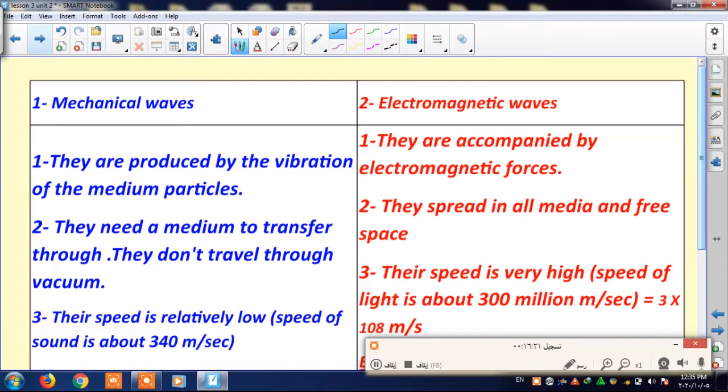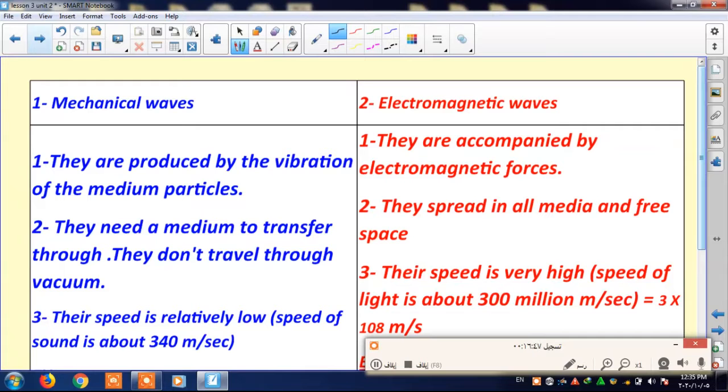Mechanical wave is the wave that is produced by the vibration of the object or vibration of the medium particles. Like what? If you put your hand on the larynx and start to talk to your friend, you will feel a vibration of the larynx that produces sound. So it is a mechanical wave. It is produced due to the vibration of the medium particles.